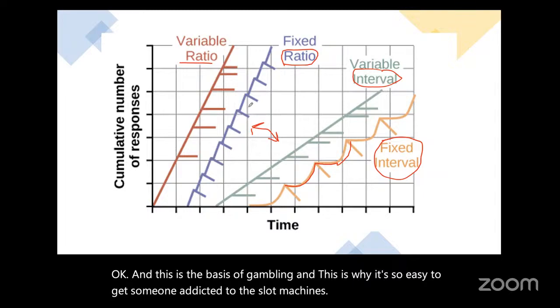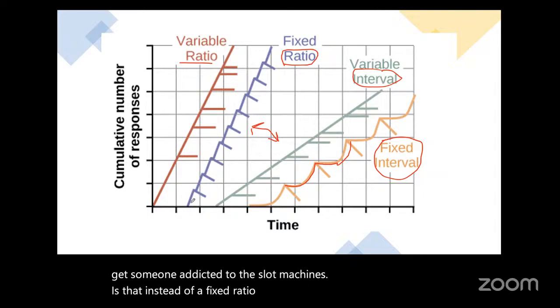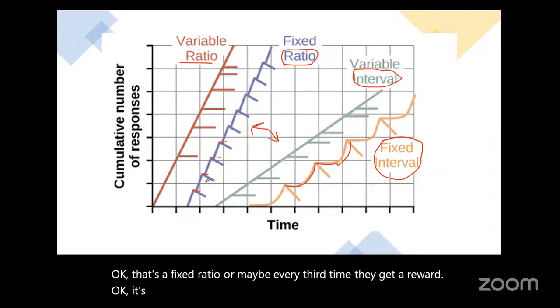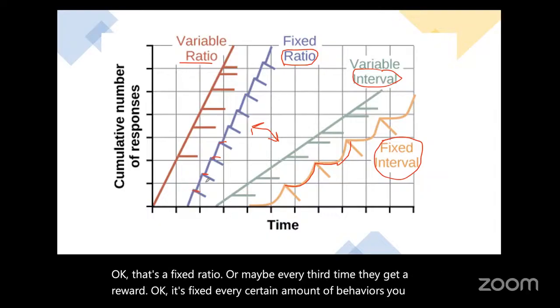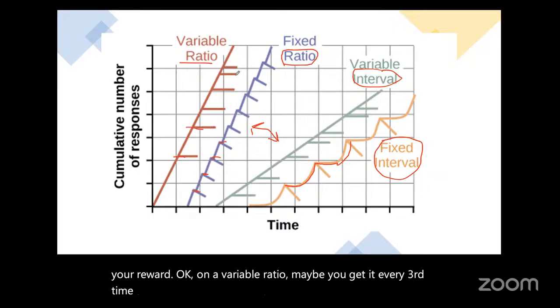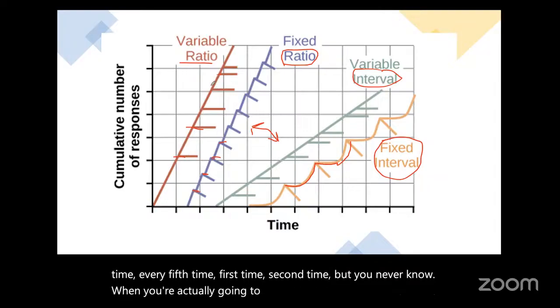Is that instead of a fixed ratio, so each time the person does the behavior, they get a reward. Okay. That's a fixed ratio. Or maybe every third time they get a reward. Okay. It's fixed. Every certain amount of behaviors, you get your reward. Okay. On a variable ratio, maybe you get it every third time, every fifth time, first time, second time, but you never know when you're actually going to get that reward.